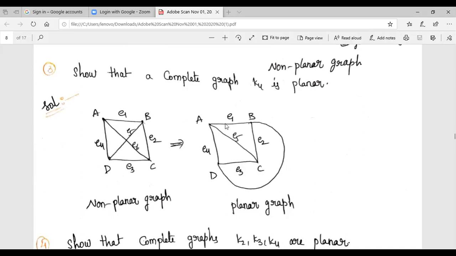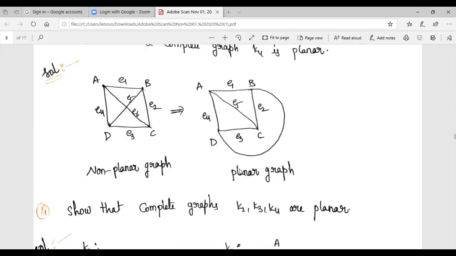Okay. So A to B, B to C, C to D, D to A, and A to C and B to D. All edges of the complete graph. So A has 3 edges, B has 3 edges, C has 3 edges, D has 3 edges. All possible edges are drawn without any crossover. So this graph is a planar graph. So the complete graph with 4 vertices is a planar graph.